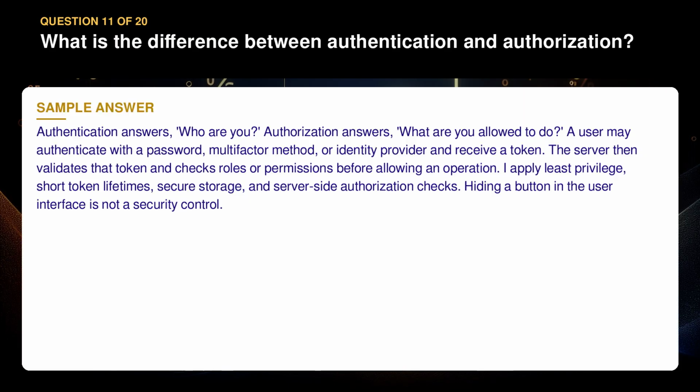Question 11. What is the difference between authentication and authorization? Authentication answers, who are you? Authorization answers, what are you allowed to do? A user may authenticate with a password, multi-factor method, or identity provider and receive a token. The server then validates that token and checks roles or permissions before allowing an operation. I apply least privilege, short token lifetimes, secure storage, and server-side authorization checks. Hiding a button in the user interface is not a security control.